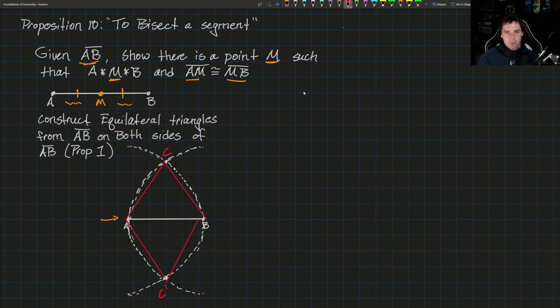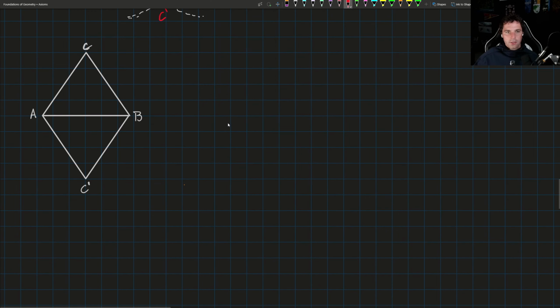Okay, and I want to clean this up just a little bit, so I have this picture down here. Okay, so we have these two equilateral triangles. Let's just label what we know real quick. We have that AC is congruent to BC, which is congruent to AB, which in turn is also congruent to AC prime and C prime B. That's all from the construction that we just did.